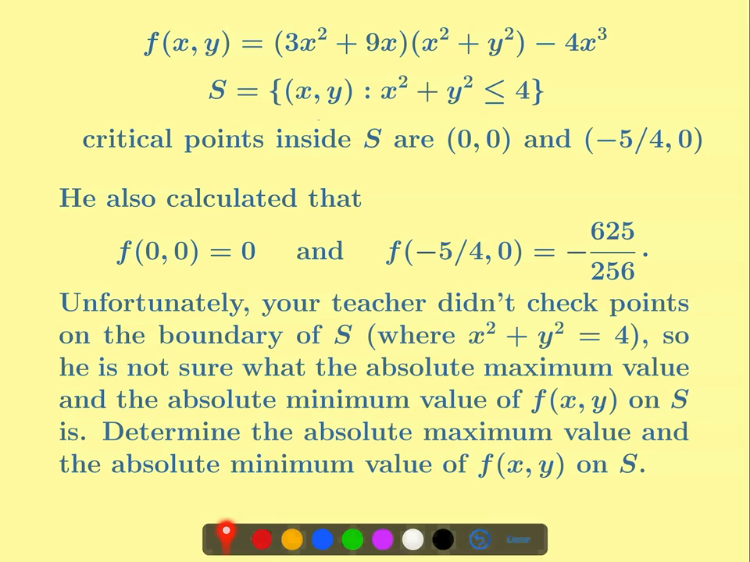He also went ahead and calculated the values of the function f at those points. But what he didn't do, because he got lazy, was check what happened on the boundary. So the goal of this problem is to completely solve for the absolute maximum and absolute minimum of f of x, y on S by looking at what happens on the boundary. Notice that the problem is about the values for the absolute maximum and the absolute minimum, and not where the points actually are that give you those values.